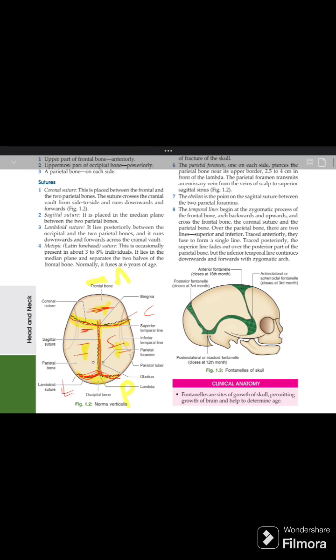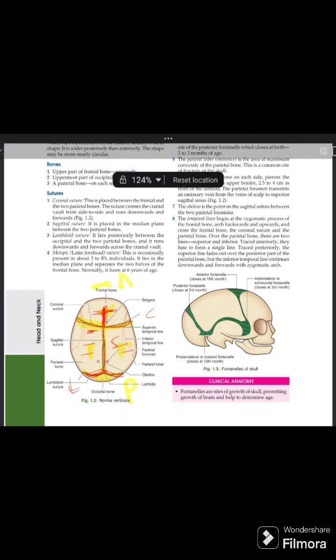Okay, this is clear. Then there is one more suture, that is the metopic suture. Actually it is occasionally present, in about 3 to 8% of individuals. It lies in the median plane and separates the two halves of the frontal bone. Sometimes a suture comes here in the frontal region. So this is called the metopic suture. It is very rare, it comes occasionally. Normally it fuses at 6 years of age.